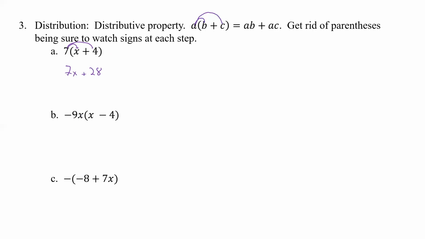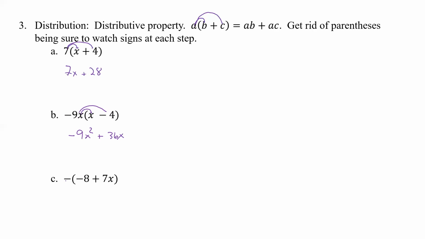What about here? Well, again, I'm going to take this times this and this times this. So I have a negative 9x times x. Well, x times x is x squared, so that gives me a negative 9x squared. Here I have a negative 9x times negative 4. Negative times negative is positive. 9 times 4 is 36, and then times x. And so that would be my simplified form here.